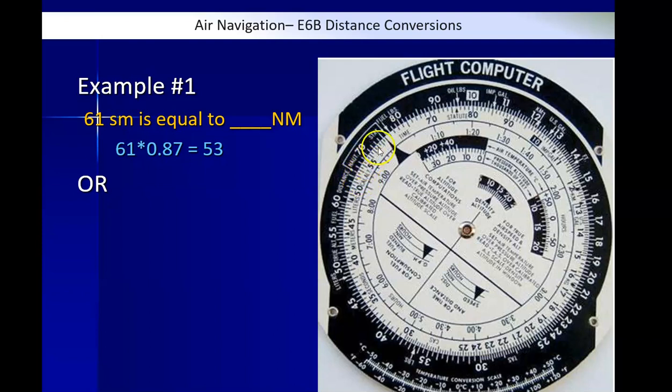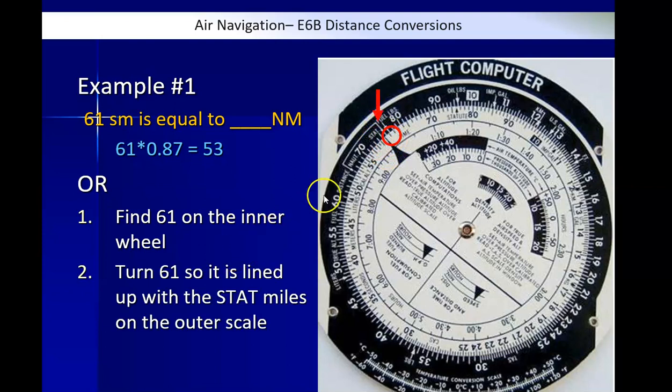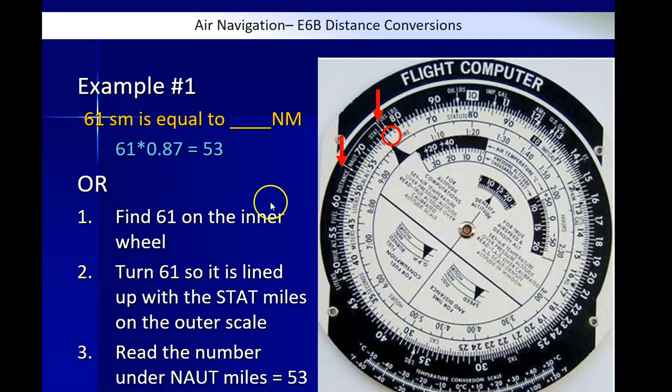If I wanted to know how many kilometers, then I would go over here and read on the inner scale. It looks like about 97 kilometers. There it is. You put the 61 on the statute mile mark. Okay. Right now, forget the index. We're not using that. And then go down and read on the nautical mile side, right on the inside B scale. There it is.